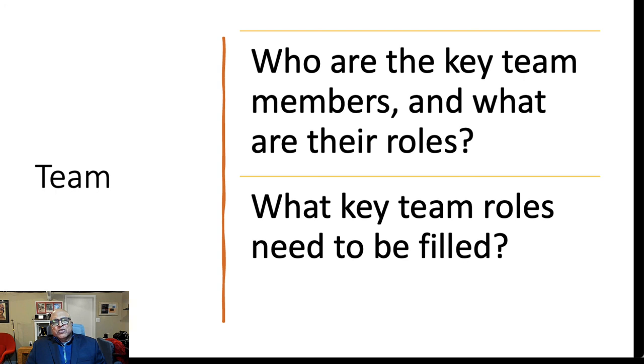And we also want to know what holes there are. We have roles and holes. What key team roles need to be filled at this point? And that will give an indication as to once the team is fully configured, fully rounded out, this company will have the ability to do what it needs to do. So again, you want to give a picture of that team situation.